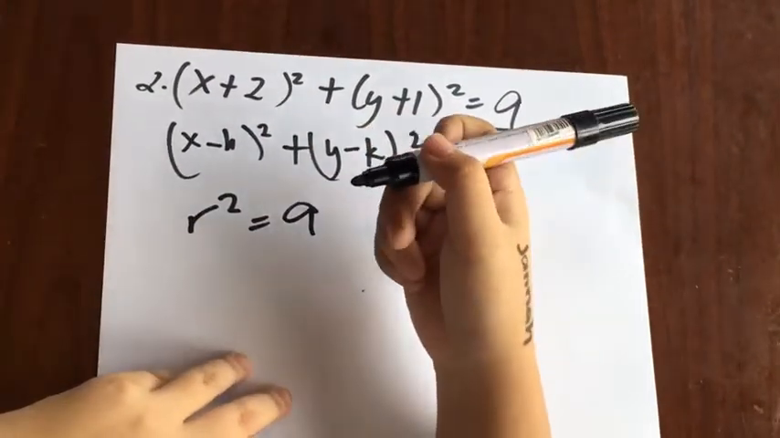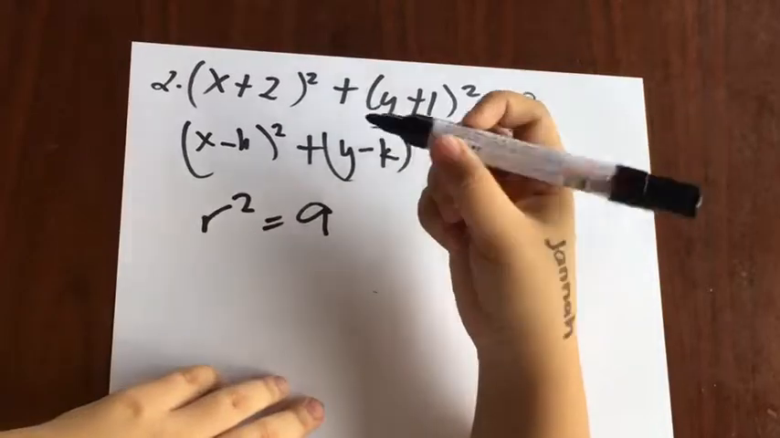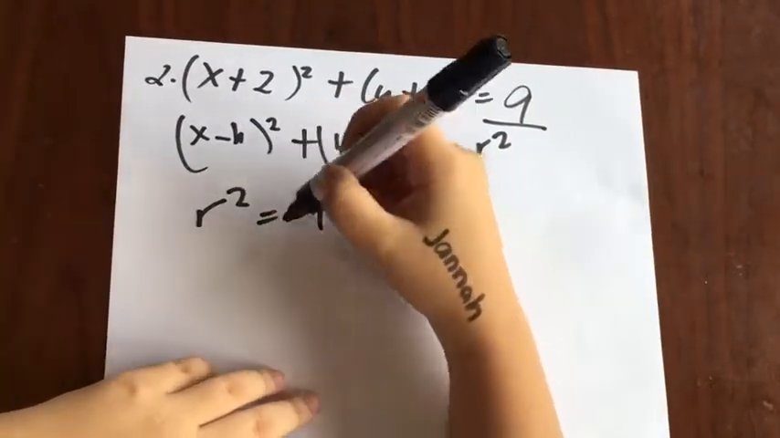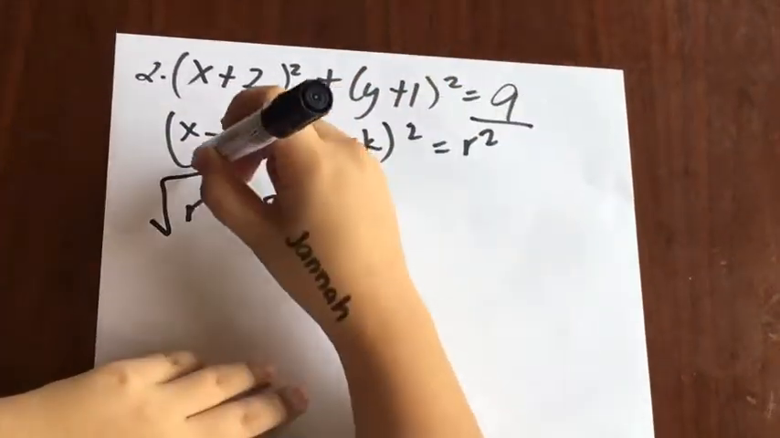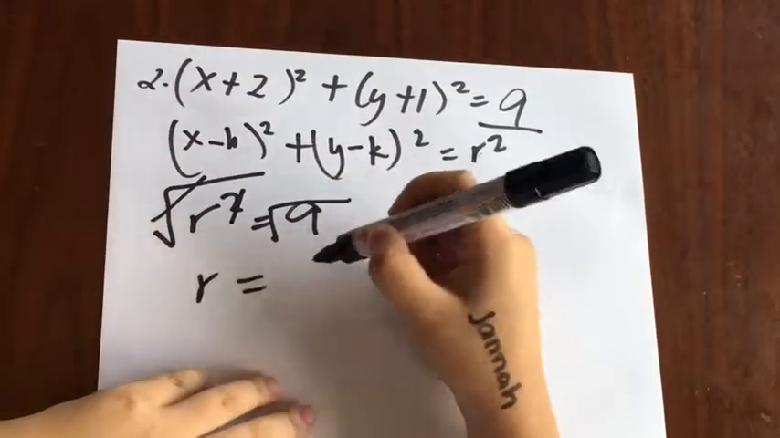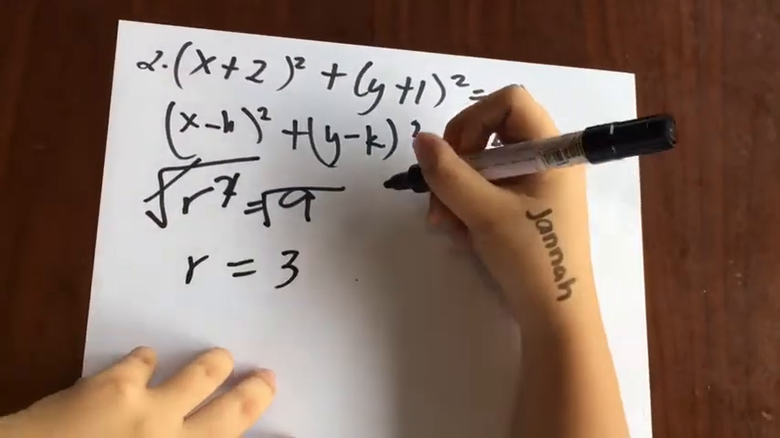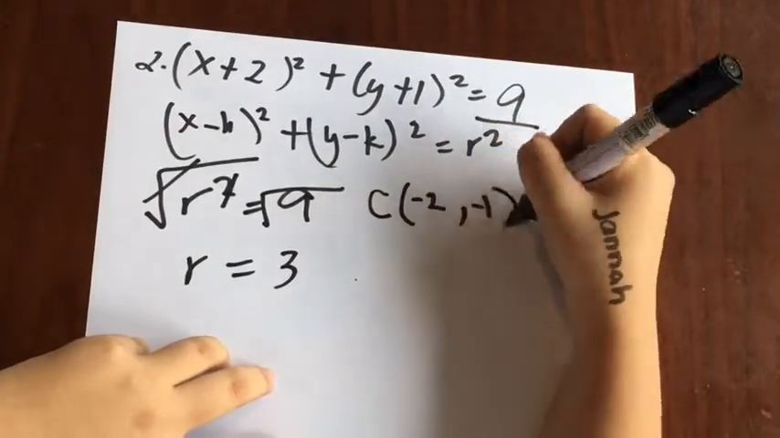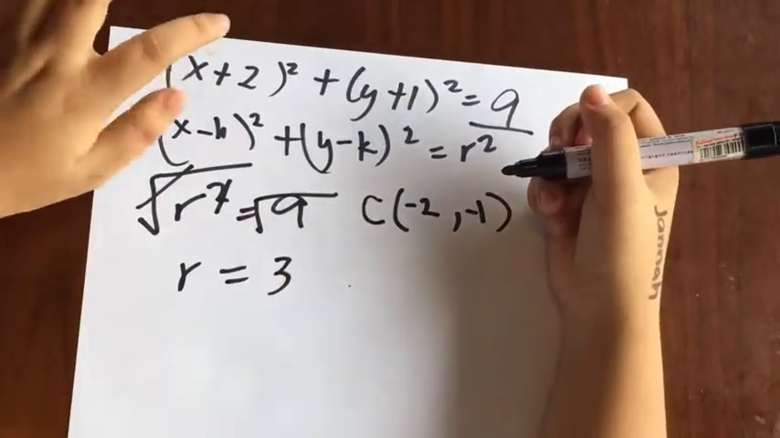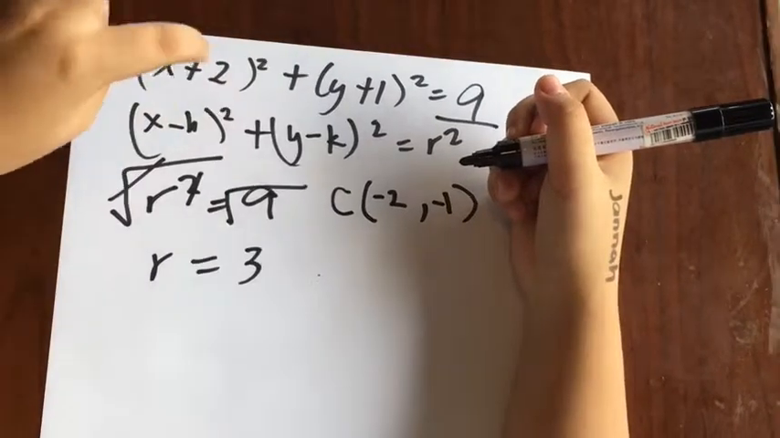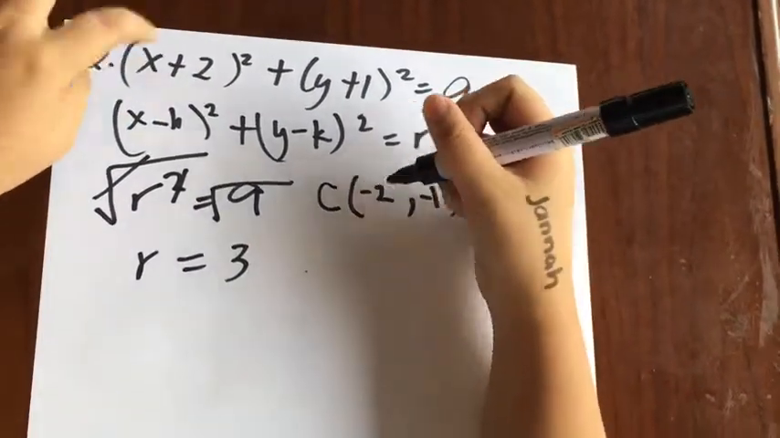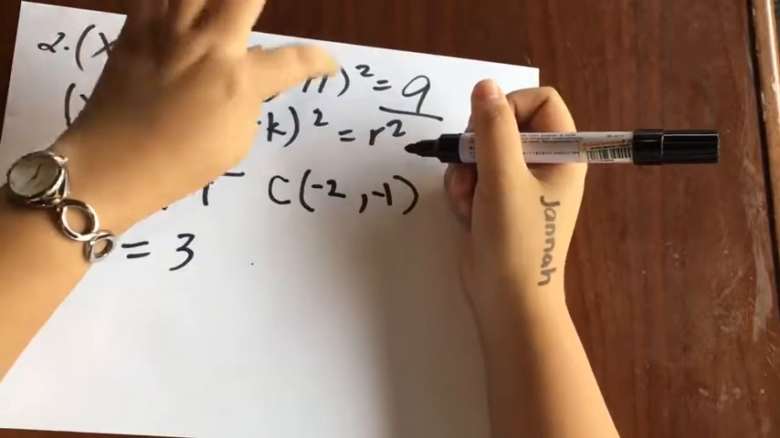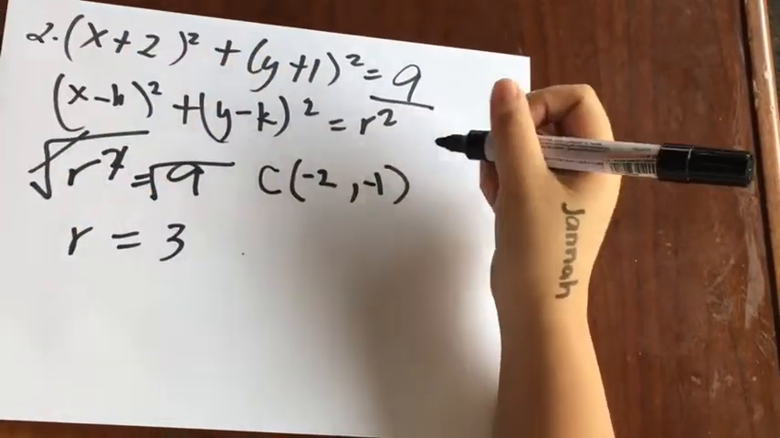Para malaman natin kung ano yung r, we will square root it. So, this will be cancelled. Then, r is equals to 3. Then, our center will be negative 2 and negative 1. Why? Because x plus 2 minus 2, so it will be negative 2. Then y, plus 1 minus 1, it will be negative 1.